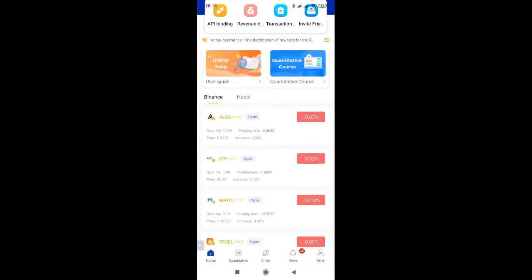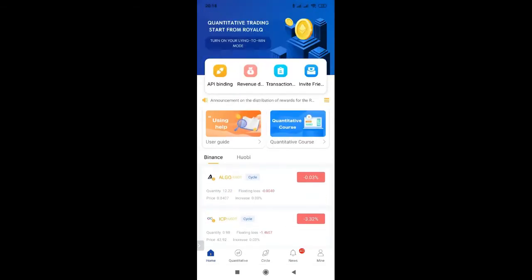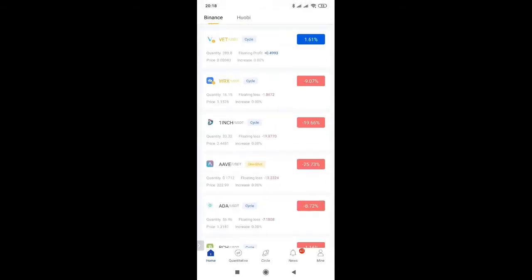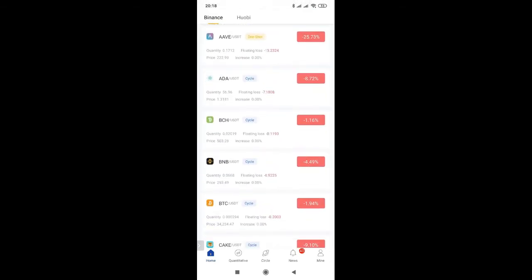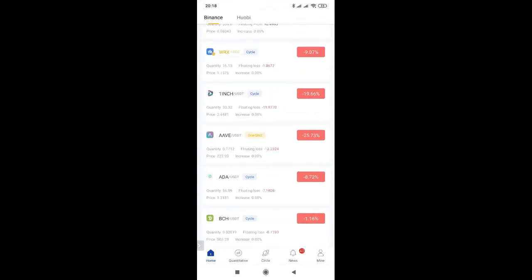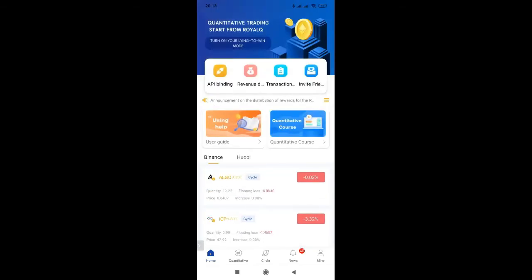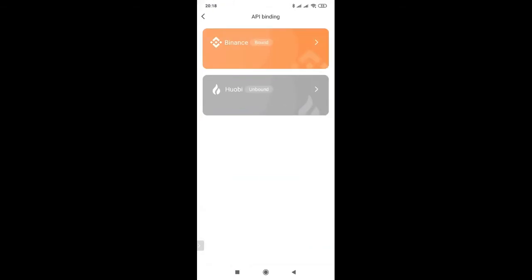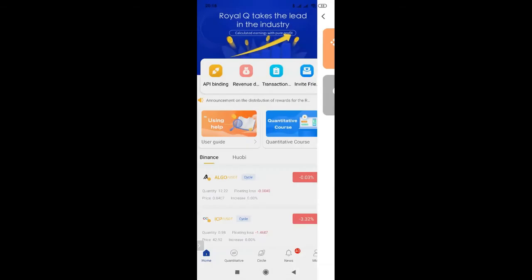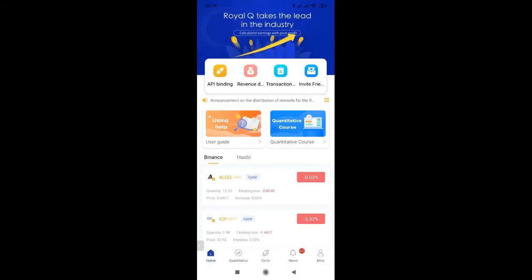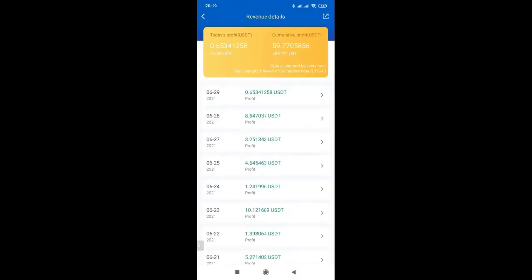This is the interface of the robot. This is so wonderful. These are my running trades, and I'm not bothered about it because it's very good. Yeah, the trades are moving on and they're okay. And let me just talk about, this is API binding. This is where you bind your robots to your Binance account. It shows that it's already binded. So there are videos for that. Then this is your revenue, the profit you have made so far.